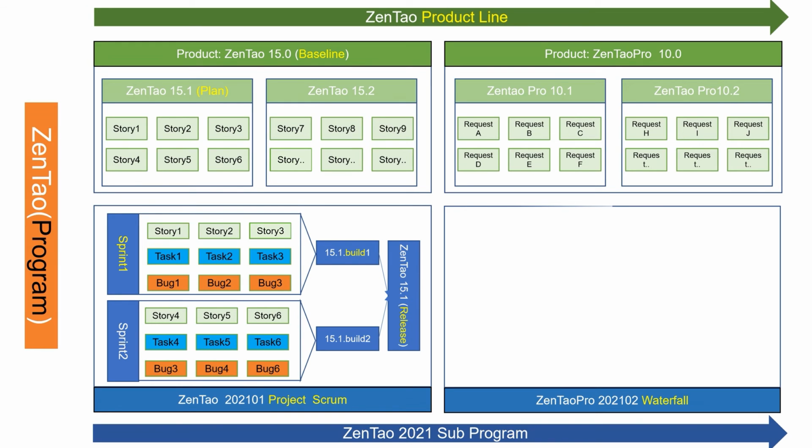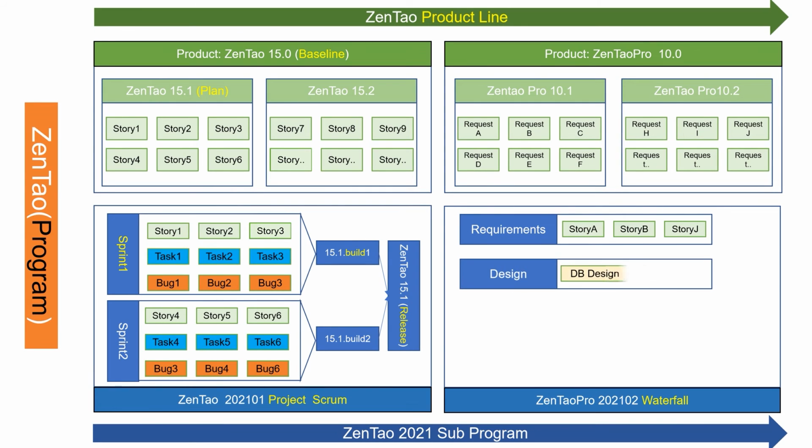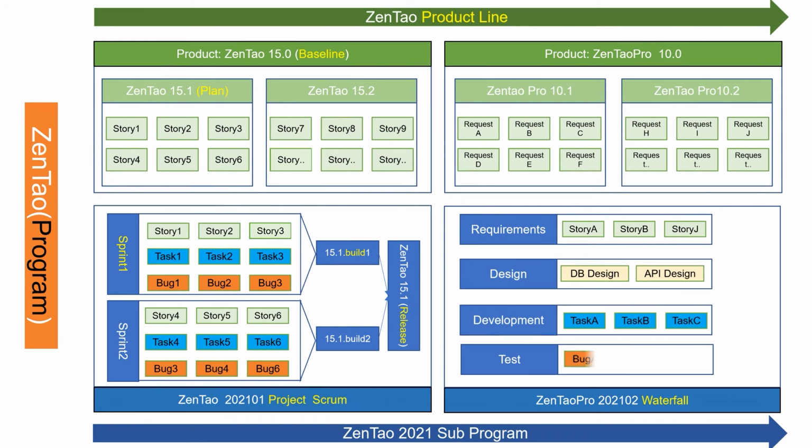For the projects of Zentao Pro, I'll follow the waterfall methodology and name it Zentao Pro 2021 Project 1. Divide the project into phases of requirement, design, development, and testing. Each phase is carried out gradually. After a project is over, Zentao Pro version 10.1 is officially released.